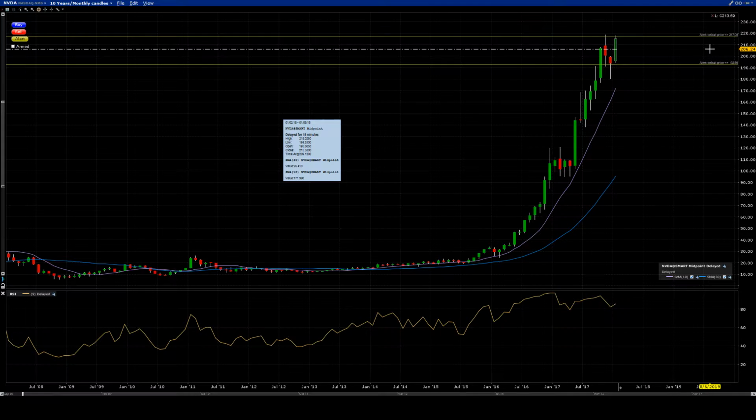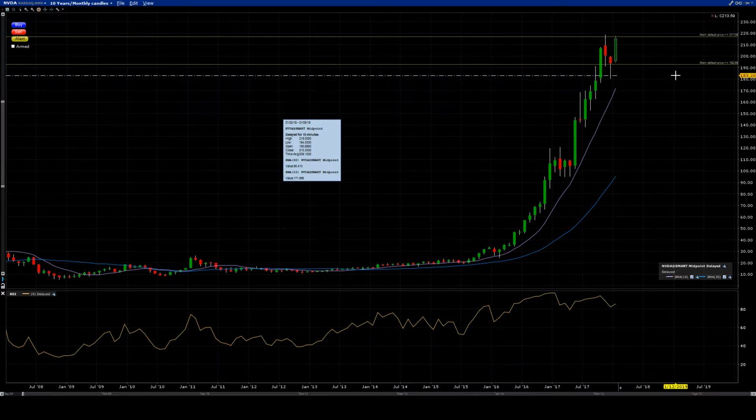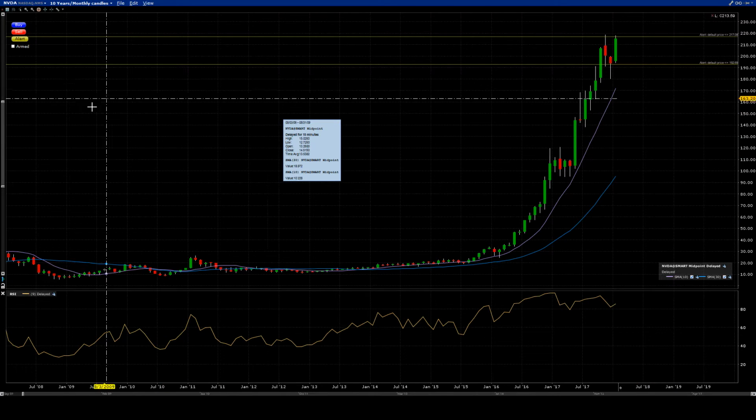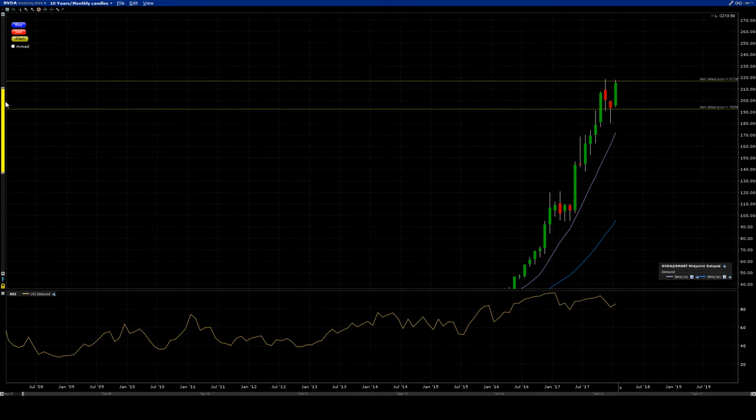My alerts are set at 217 for the resistance and about 192 for the support, and we'll see what happens here. We'll adjust. I'd like it to cool down before playing anything. I don't see any move right now to enter the stock.